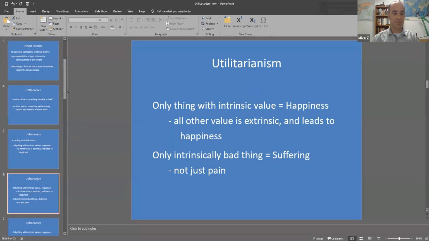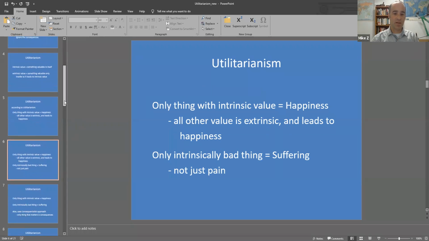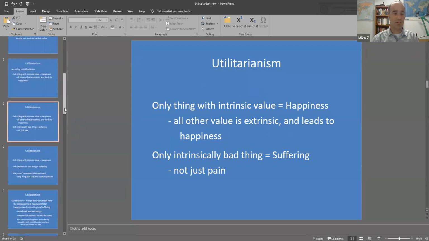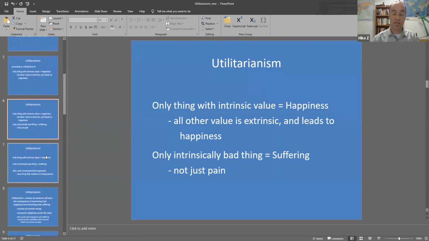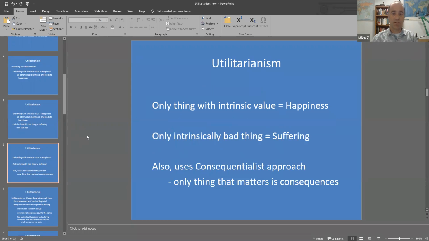So I said this, right? Happiness is the only intrinsically valuable thing. The only intrinsically bad thing, or the only thing with intrinsic negative value, is suffering, which is the opposite of happiness. Okay, so we take all that. The only intrinsically good thing is happiness, and consequentialism says we should do what has the consequences of increasing happiness. That's the rough and ready sense of utilitarianism.